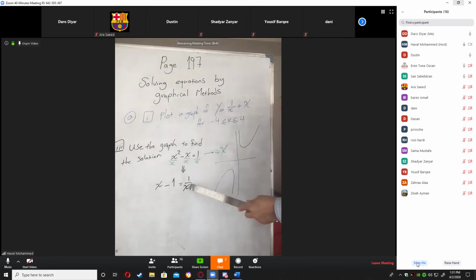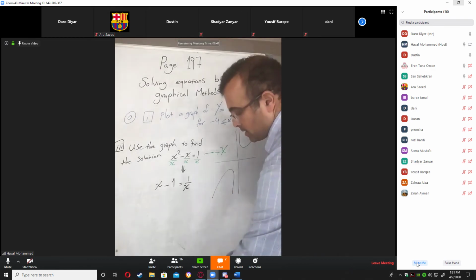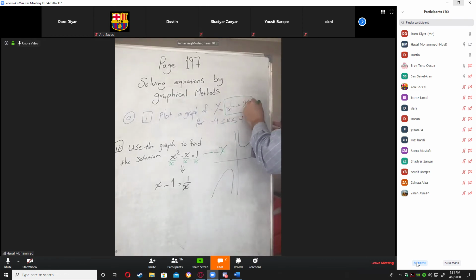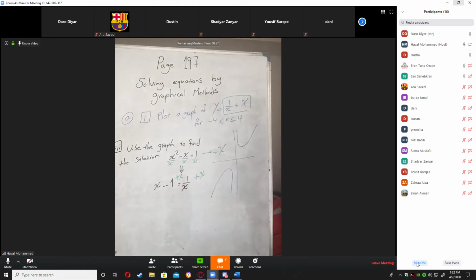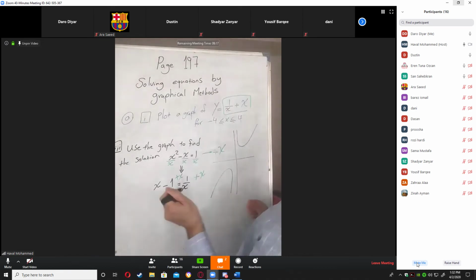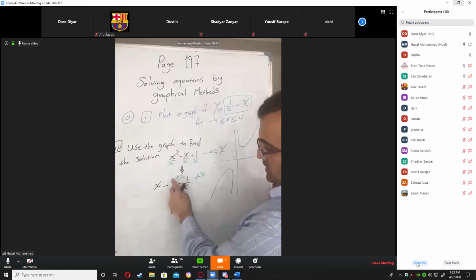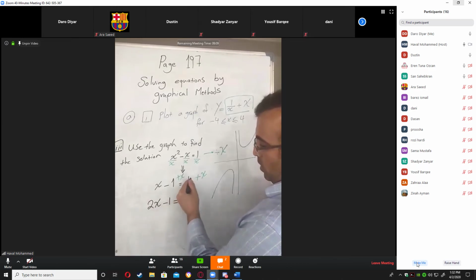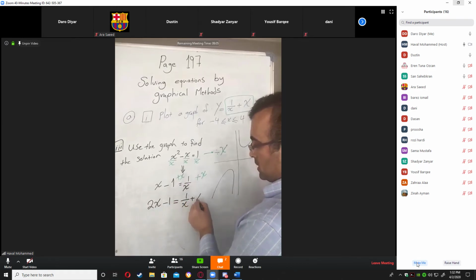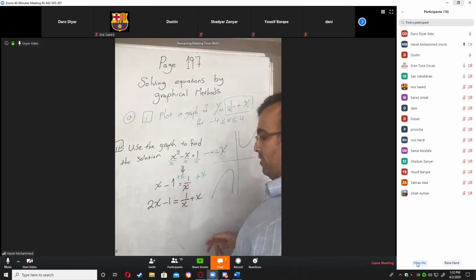Now, compare that with this one. What's missing? Plus x. Plus x here and plus x here. Remember, with an equation, whatever you do to one side, you have to do exactly the same to the other side. Now if I add x on that side, x squared minus x plus x equals 1 over x plus x.